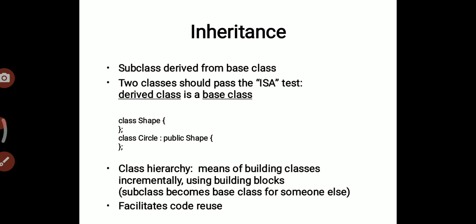Inheritance. A subclass is derived from a base class. The two classes should pass the ISA test: a derived class is a base class. A class hierarchy means building classes incrementally using building blocks, where a derived class can become a base class for someone else. It facilitates code reuse.